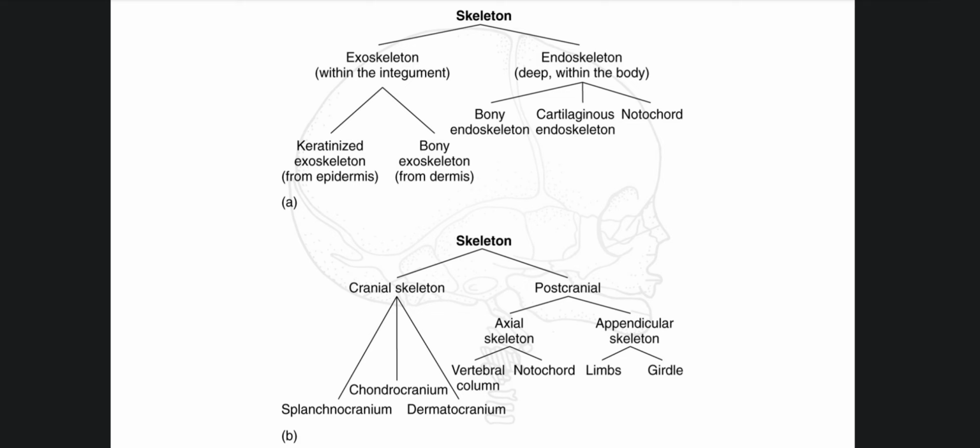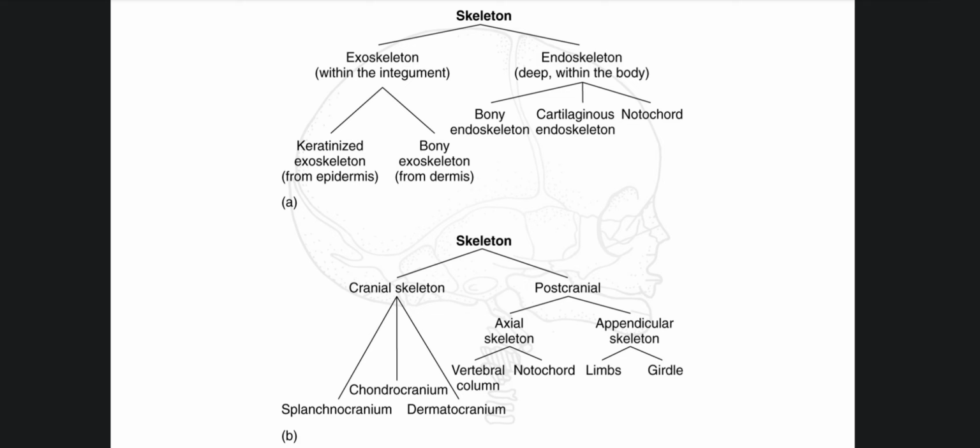Exoskeleton is further divided into two parts as far as the structure, as far as the content present in it. So if it is a bony exoskeleton, it is present from the dermis region, and keratinized exoskeleton is present in the epidermis. So some organisms are completely or externally covered by scales, which are made up of keratin protein. So their body is externally protected by these scales. They don't only rely on the endoskeleton, but they are externally covered by keratin protein in the form of skin, in the form of scales, like this.